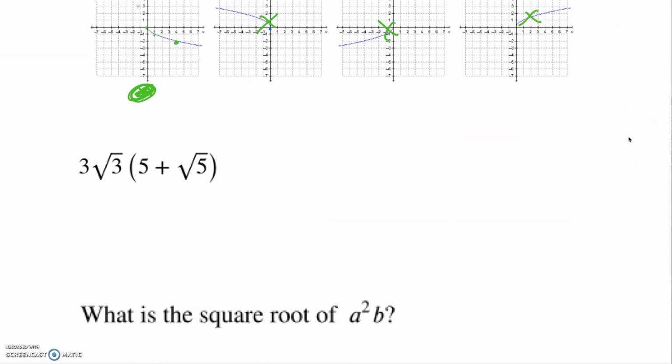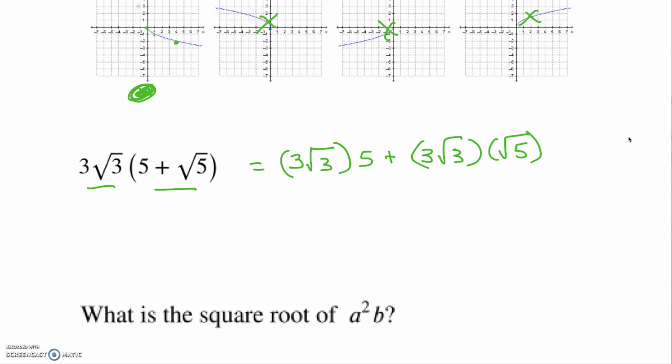All right, if we're going to distribute, and we've got radicals outside and inside, the distributive property still works. We take 3 times the square root of 3 times 5 plus 3 times the square root of 3 times the square root of 5. Now we know that if they're outside, you multiply on the outside. So this number is not a radical, so we multiply by the whole number outside. So 3 times 5 is 15 times the square root of 3.